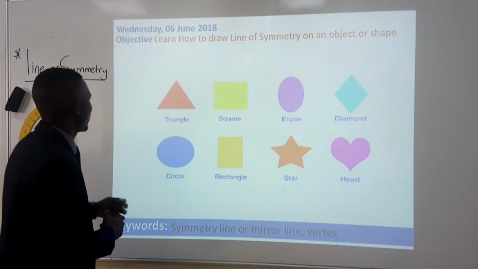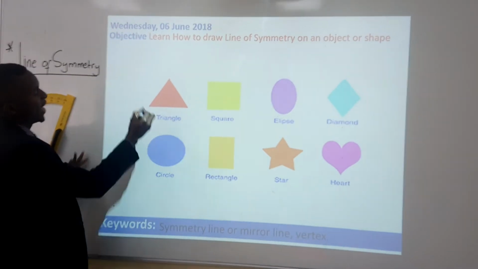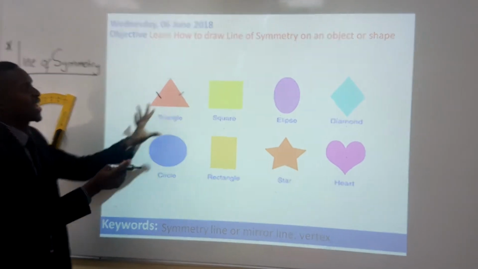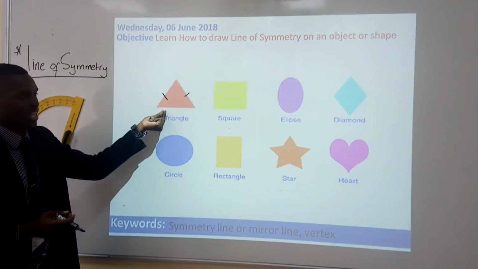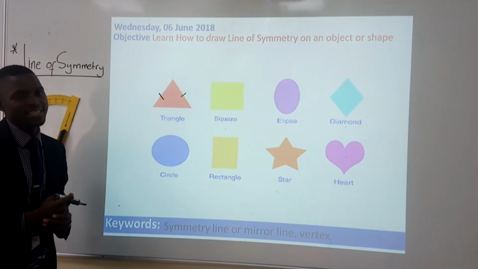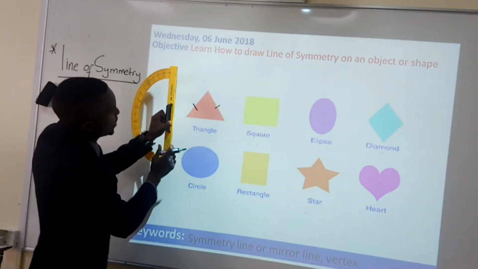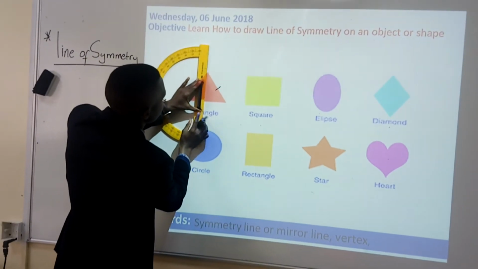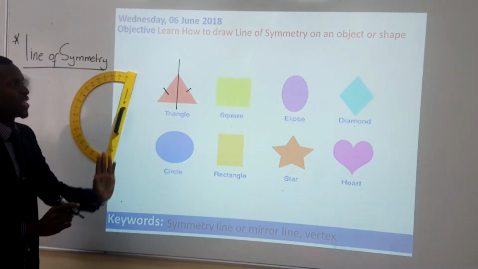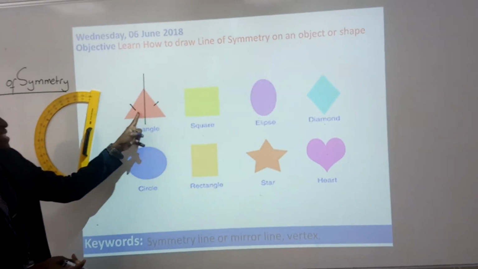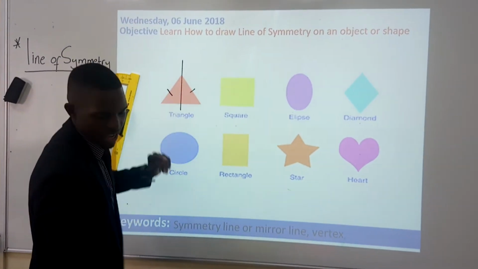So as we go on today, let's start with the triangle. This triangle is called an isosceles triangle. Two sides are equal. So since two sides are equal, we shall analyze this one today, and you go home and analyze other triangles. So this triangle, let's try from this vertex going down. We can see that we've got this half and this half, they are equal to each other. So which means this is the line of symmetry.